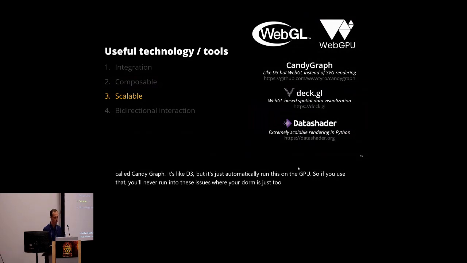For geospatial or just generally spatial data, DeckGL is really great. And if you're in Python land, and you have extremely large data, then Datashader is a really nice option.